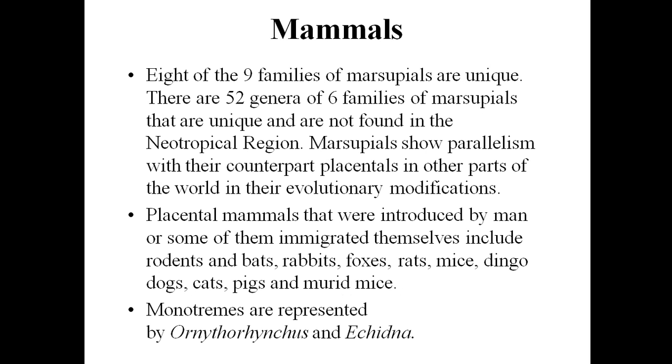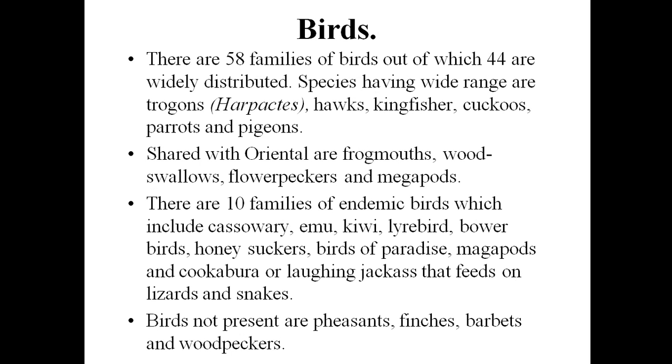Especially the rodents, bats, rabbits, foxes, rats, mice, dingoes, dogs, cats, pigs, all of them were introduced by human beings. But here monotremes were present. Monotremes, the egg-laying mammals like echidna and ornithorhynchus, are unique. Then if you talk about the birds, there are 58 families of birds.